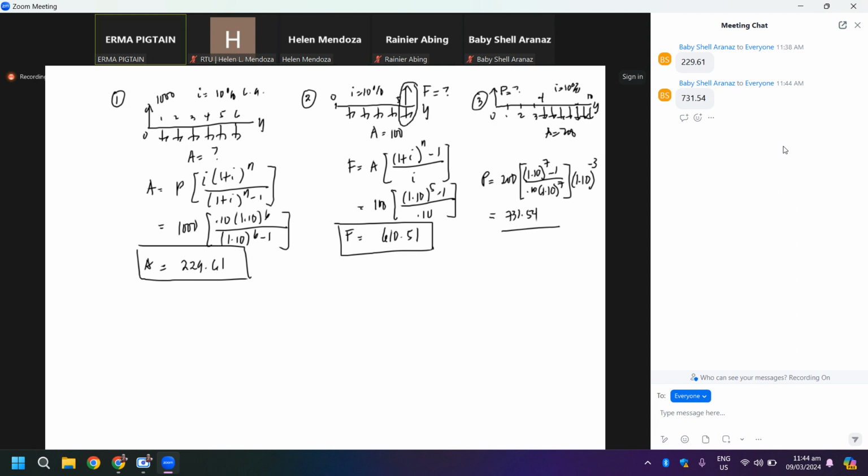Teka lang, ma'am. Sir Abing, will you please validate kung tama? Negative 3. Ayos ma'am, for a while lang po. Nagko-compute. Sorry ma'am, di pa po tapos mag-compute. So this is 0.949 divided by 0.195. Ay, 1.19 divided by 0.195 times 0.751 times 200.